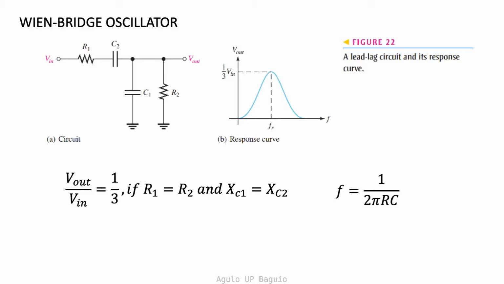R1 and C1 together form the lag portion of the circuit, while R2 and C2 form the lead portion. At lower frequencies, the lead circuit dominates due to the high capacitive reactance of C2. Thus, the signal is highly attenuated. As the frequency increases, the lag circuit begins to balance out the lead circuit, causing an increase in the signal, peaking at the resonant frequency. Beyond the resonant frequency, the lag circuit begins to dominate. By setting the two resistors equal and the capacitive reactances equal, we can determine the output voltage to the input voltage ratio to be 1/3.